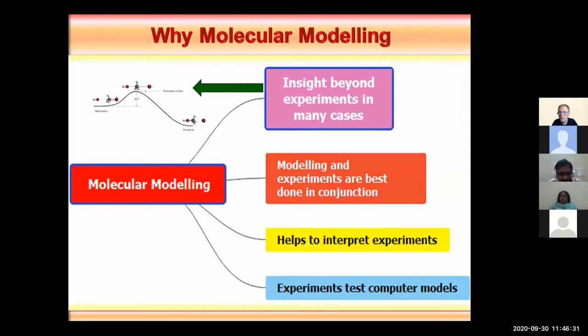Now, modeling and experiments, I do believe, are best done in conjunction. Modeling helps us to interpret experiments. In contrast, experiments test computer models. So modeling and experimentation are best done in conjunction.